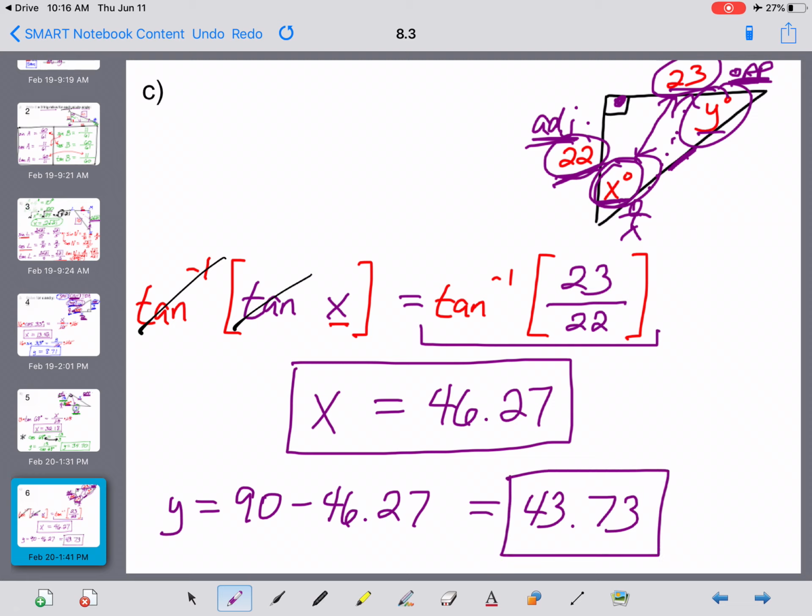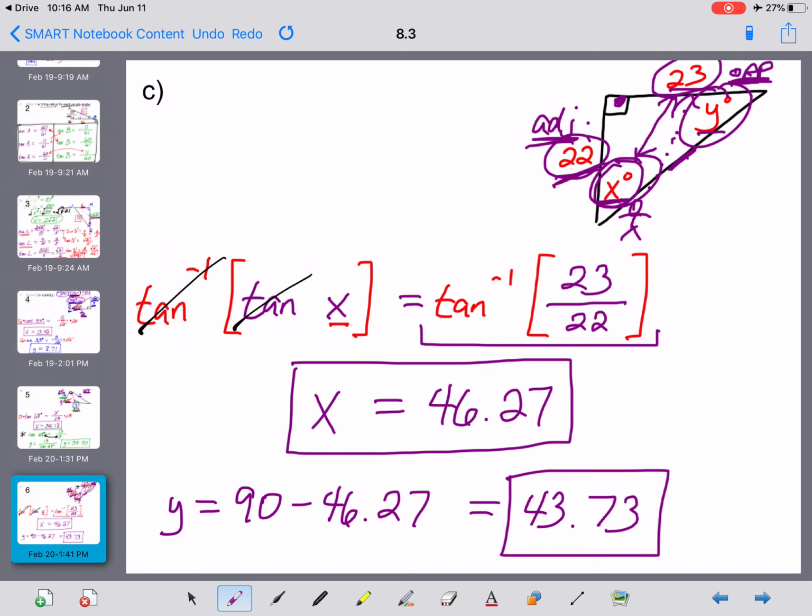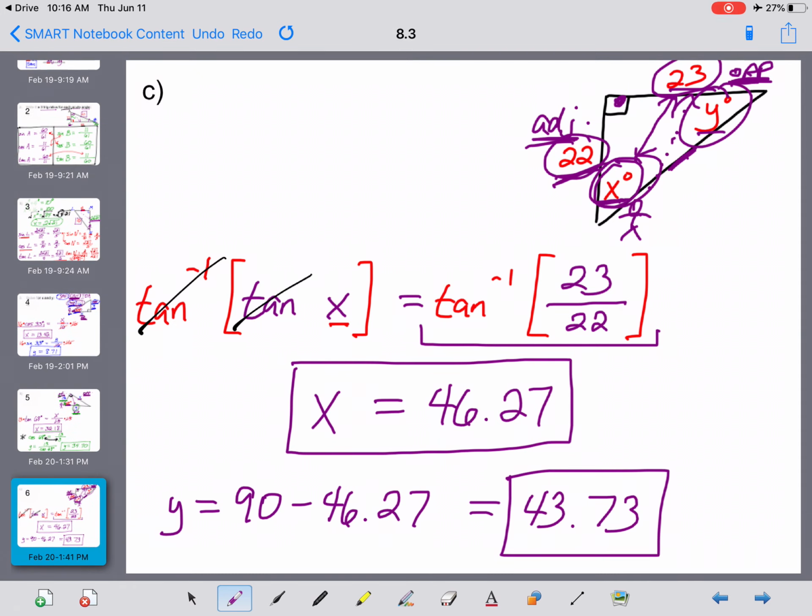All right, so that method there of using inverse trig is something you guys are going to need to practice a little bit, because that can be a little bit weird, but we'll get the hang of it.